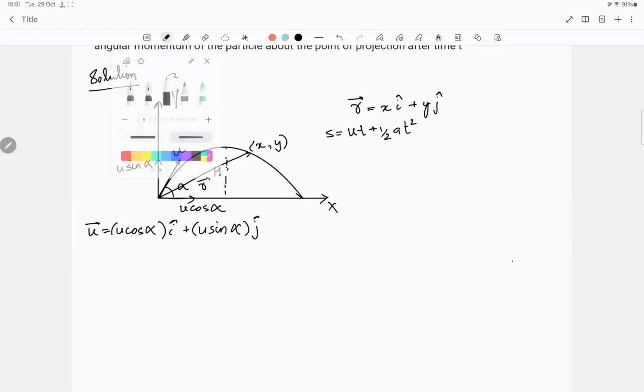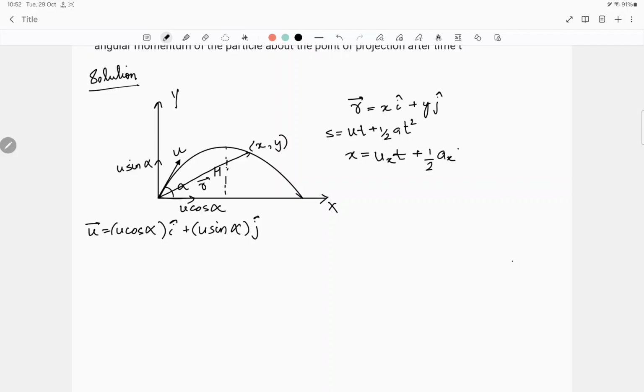I'll explain this to you now. How can we write x? Just take the x component of velocity into t plus half into the x component of the acceleration into t square. So this is how it works. Now let's clean this up so we end up with a clean board.